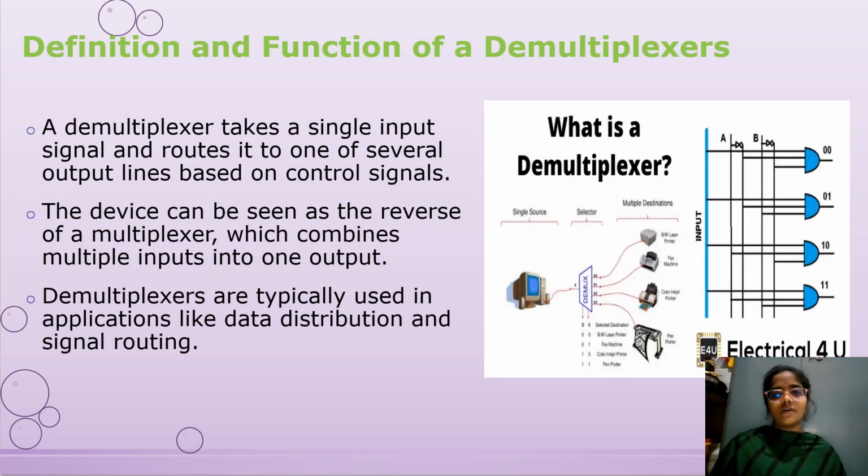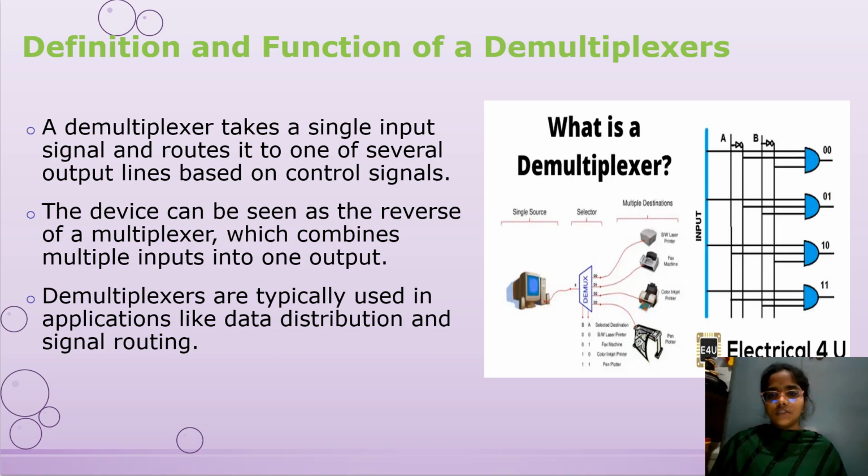Definition and function of demultiplexers. A demultiplexer takes a single input signal and routes it to one of several output lines based on the control signals. The device can be seen as the reverse of a multiplexer, which combines multiple inputs into one output. Demultiplexers are typically used in applications like data distribution and signal routing.